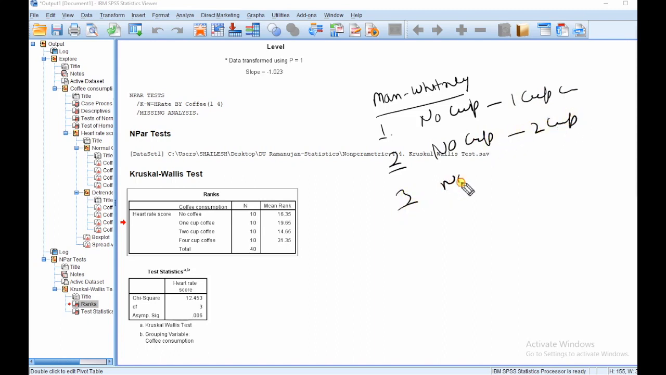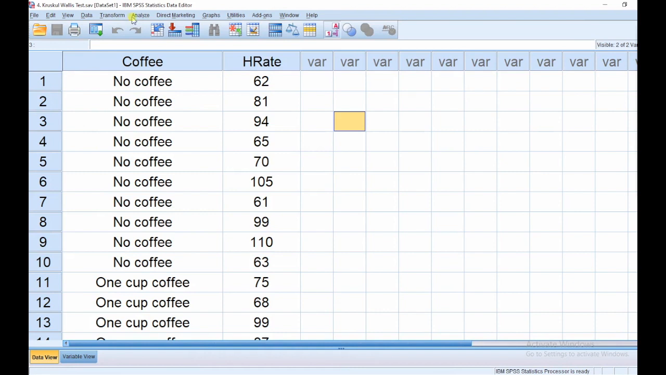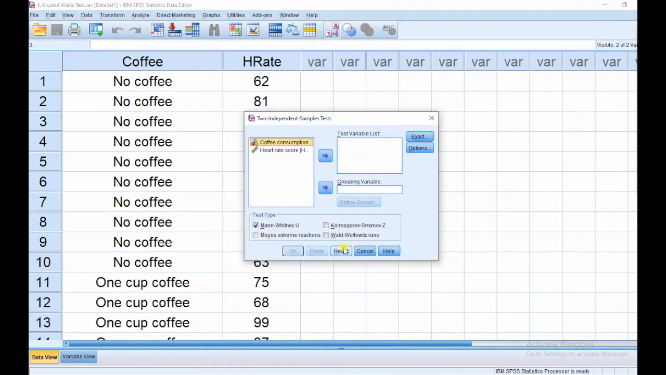And third is no cup coffee with 4 cup coffee. And then we will check the p value, whether the p value is less than 0.05 or not. Okay, so now I am opening my data set. This is my data. I am applying the Mann-Whitney U test three times: Analyze, Nonparametric Tests, Legacy Dialogs, 2 Independent Samples. One is coffee consumption.